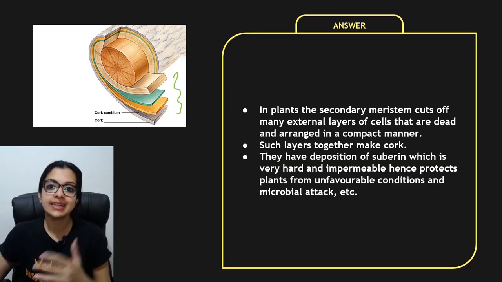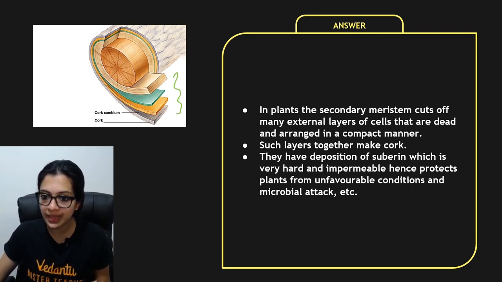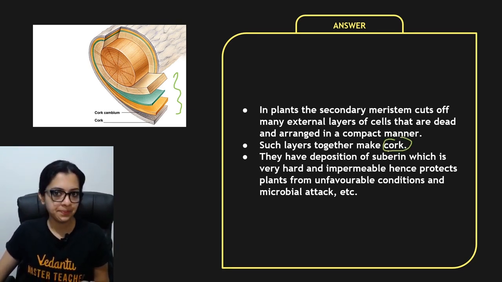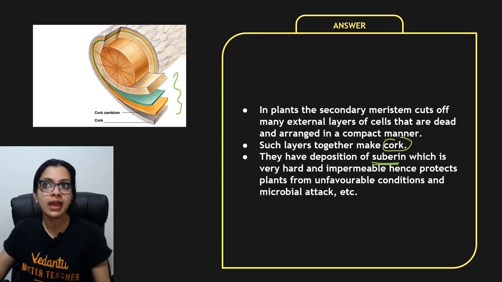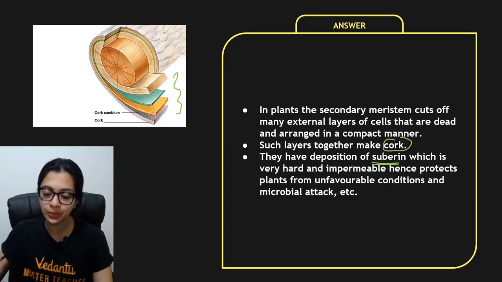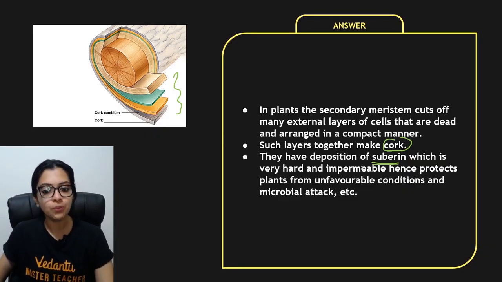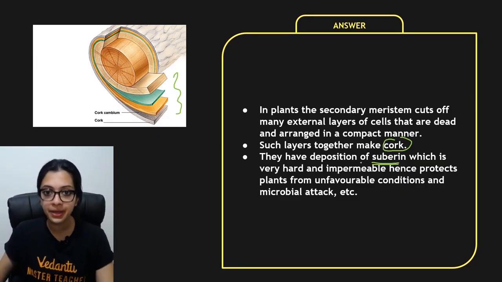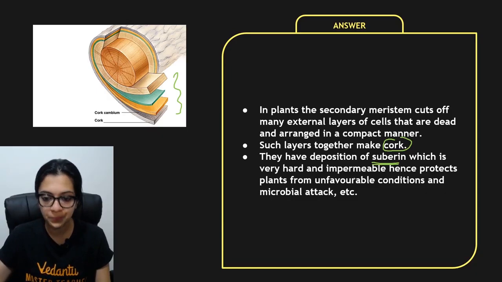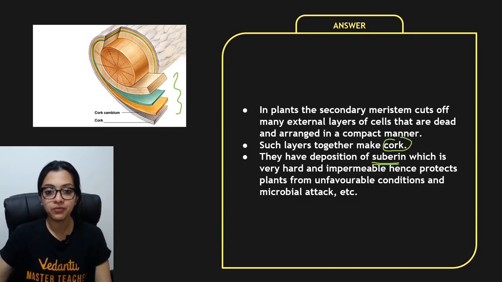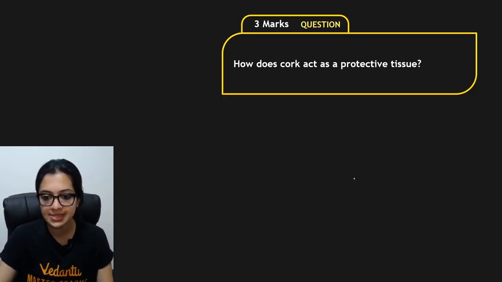Such layers together make what we call cork. They have a thick deposition of a very hard and impervious substance which we call suberin. Suberin is very hard and impermeable. It protects plants from several unfavorable conditions, like unfavorable environmental conditions and even microbial attack and a lot more. So this is how cork provides protection to plants.